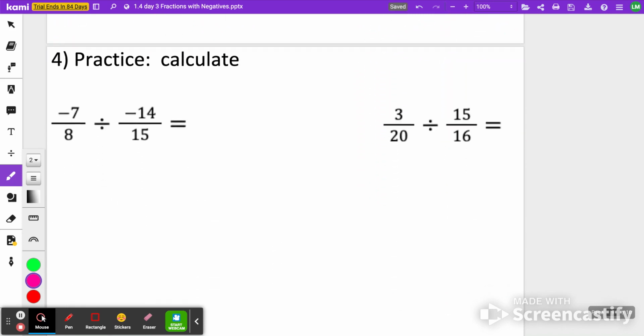Now we've got some division. Remember, with division, we are doing keep, change, flip. Be very careful with your positives and negatives. Go ahead and take time now to pause the video here. Click play when you're ready to check.